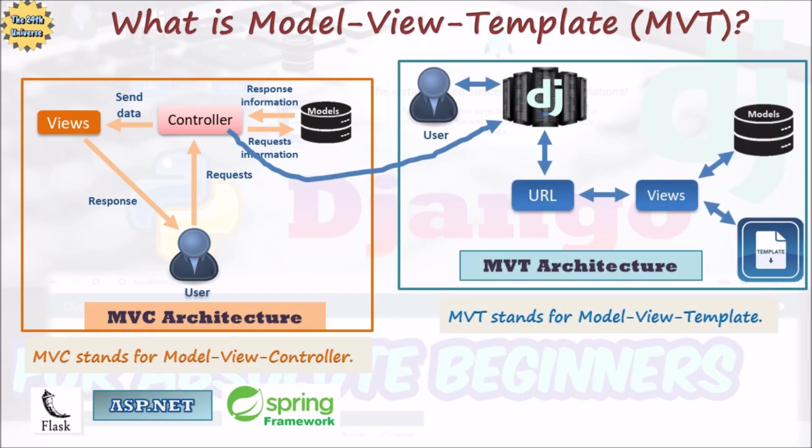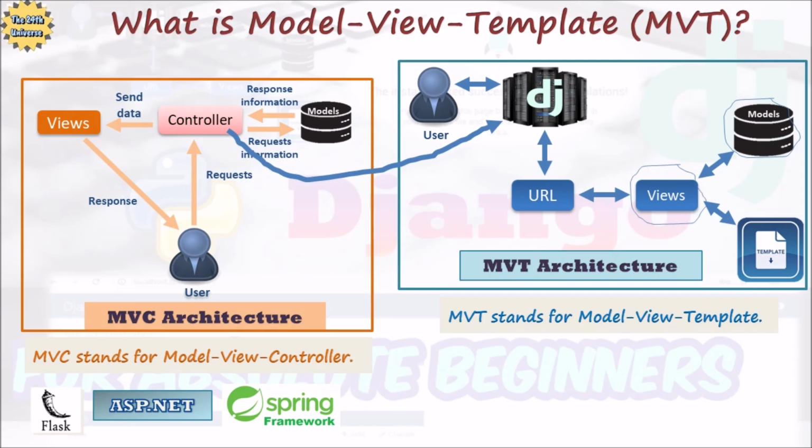The user interface (UI) is also separated into templates instead of being mixed with logic, and the view takes care of the logic. So, in MVT, M stands for model. This is the data layer. It defines how data is structured and stored in the database using Django's Object Relational Mapping (ORM) system.